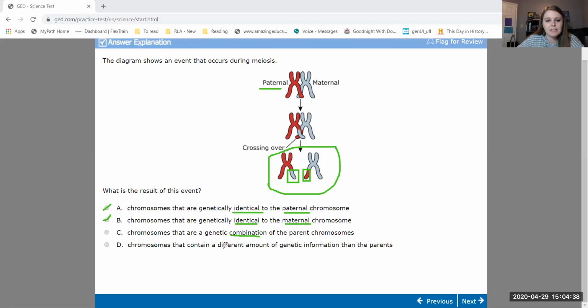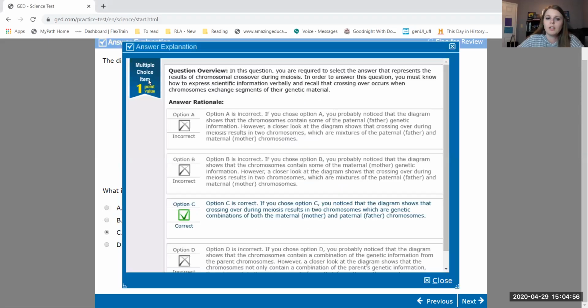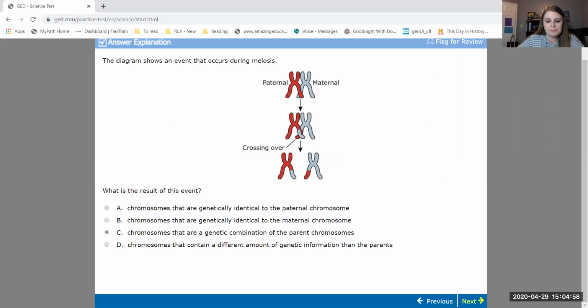Chromosomes that contain a different amount of genetic information than the parents. A different amount? They look the same size to me. These ones are the same size as these ones. So I don't think that can be correct. So the only option now is C. And we can check our answers, and we are correct.